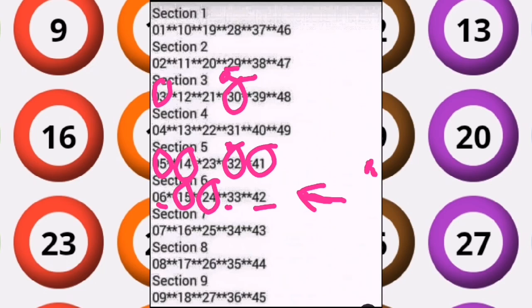So this is how the session of numbers worked, and this is how it can help you improve your strategy when it comes to this session of numbers.